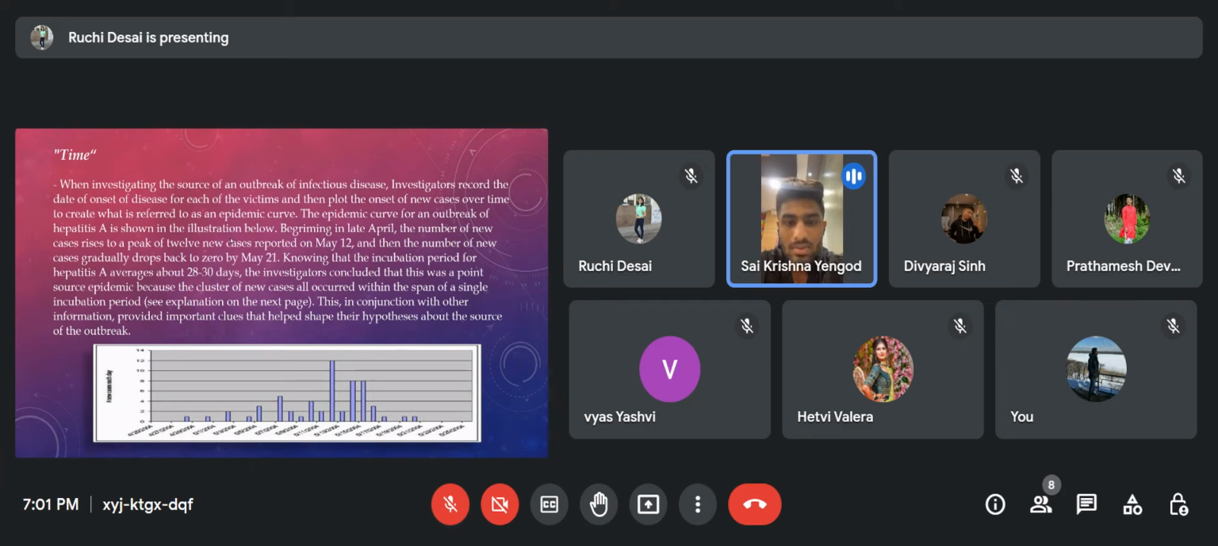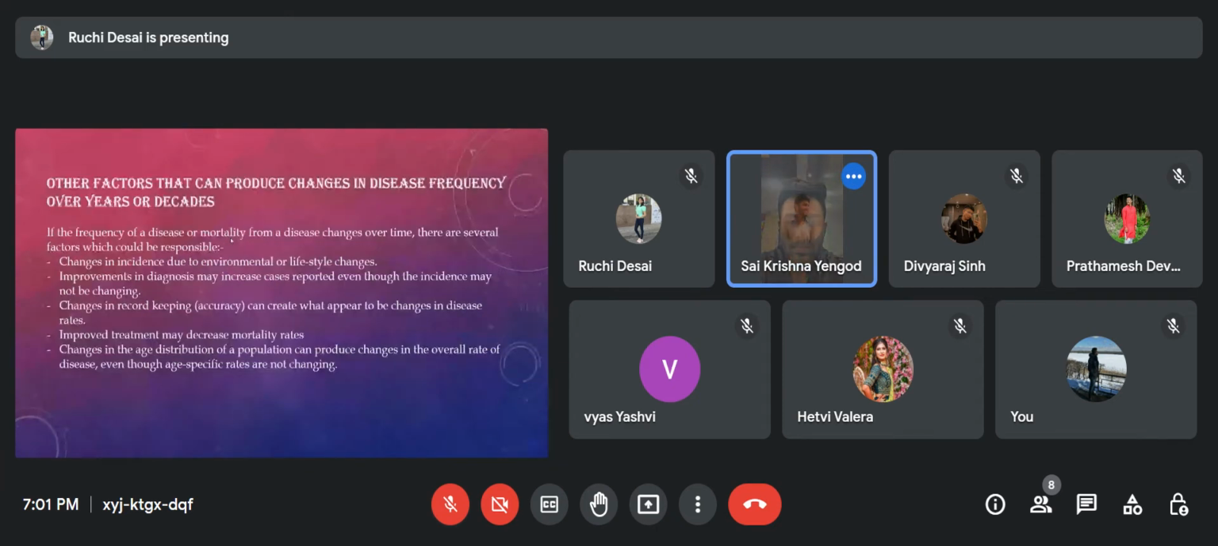The explanation on the next page, as this conjugation with other information, provided important clues that help shape their hypothesis about the source of the outbreak. This graph determines the time duration for the hepatitis A and the other factors that can produce changes in disease frequency over years or decades.